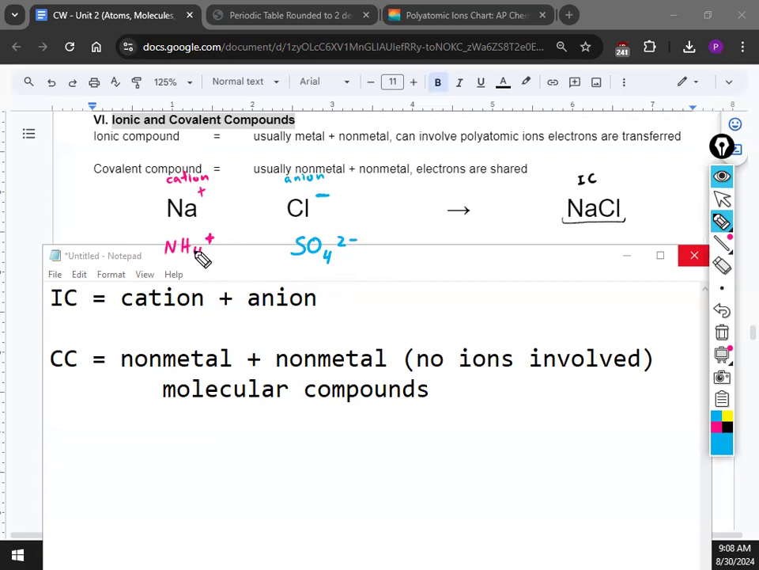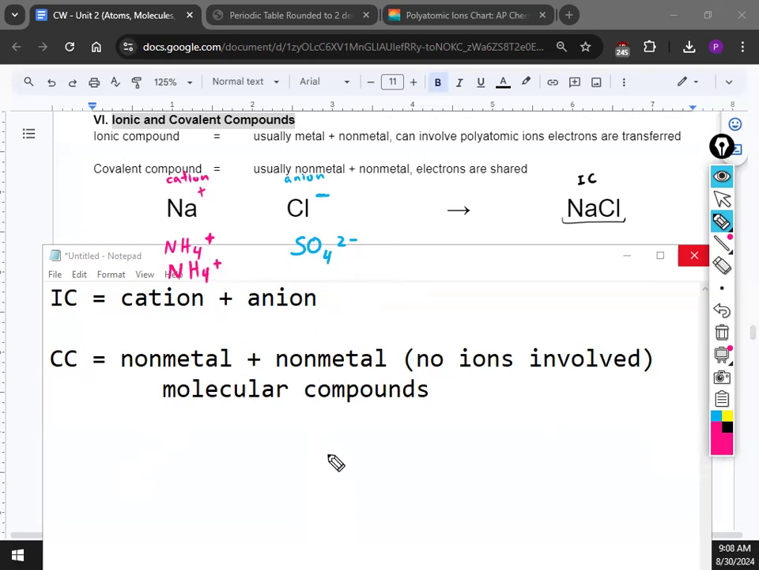If you notice, this is a positive charge and this is a negative charge, right? So they're going to be attracted to each other. But sulfate has a greater negative charge than ammonium's positive charge, right? So sulfate is too much for ammonium to handle. It's too much negative energy. This guy's too sad. So what ammonium has to do in order to make an ionic compound is it needs to find a friend. It needs to find another ammonium.